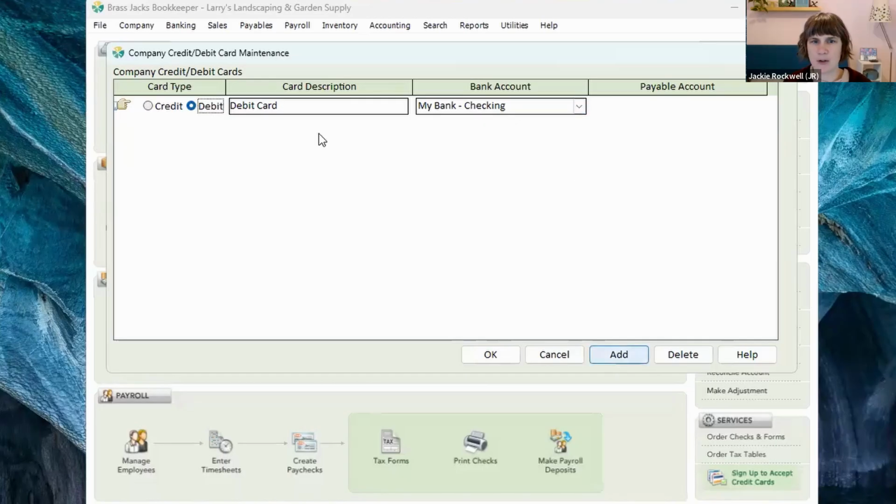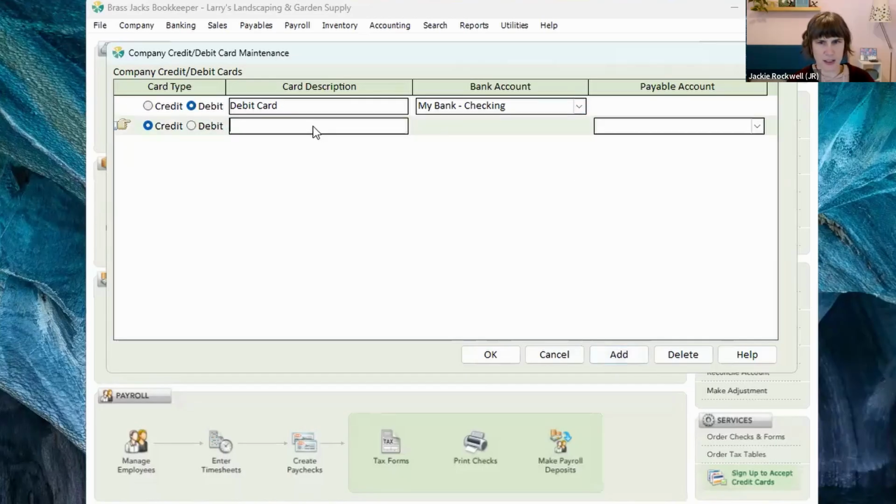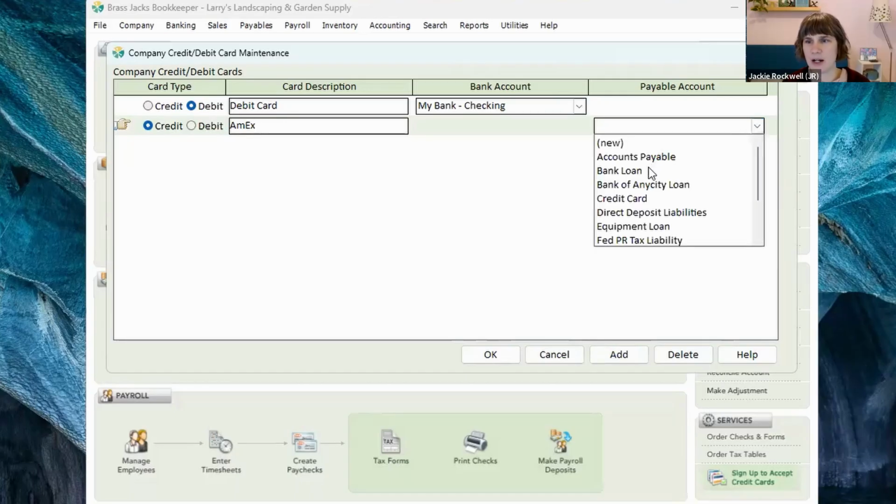So I would add another one if I wanted to put a credit card in, say it's an American Express, and then instead of a bank account, it's tied to one of your payable accounts, right? So it's tied to probably something called Credit Card, or maybe it would be called American Express. Basically, you're going to have the name of the card here and then what account it is in one of these columns, depending on the type of card that it is.